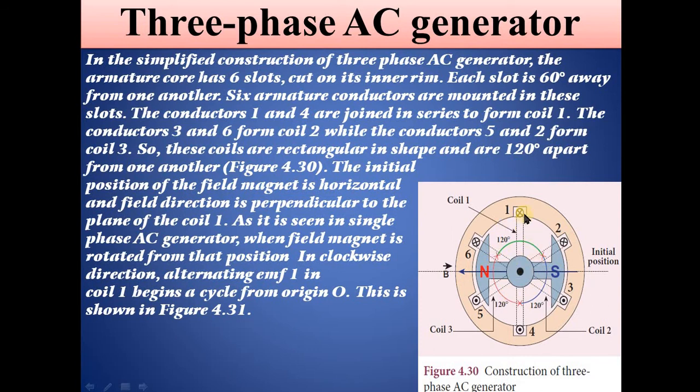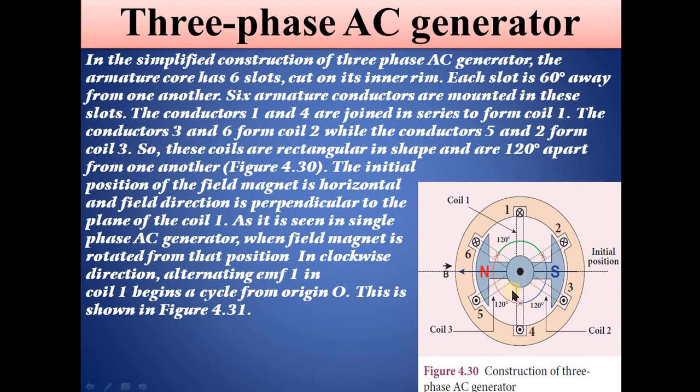The conductors 1 and 4 are joined in series to form coil number 1. The conductors 3 and 6 form coil number 2, while the conductors 5 and 2 form coil number 3. So, these coils are rectangular in shape and 120 degree apart from one another.